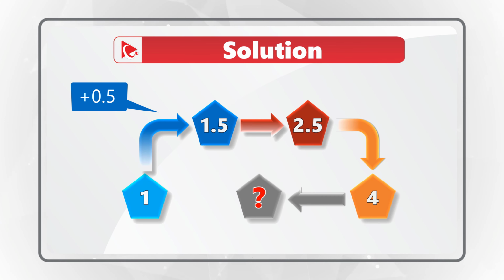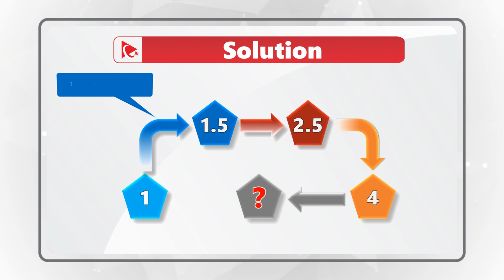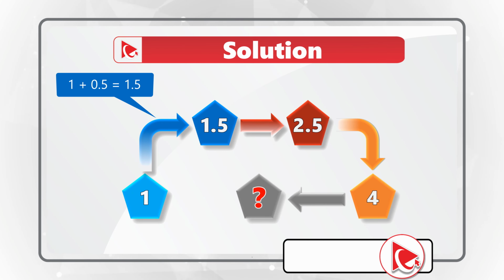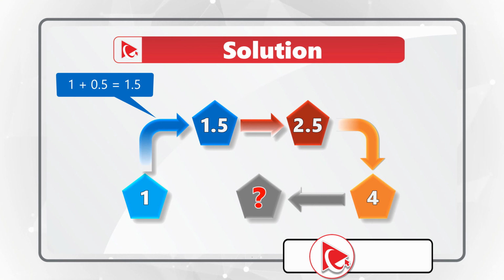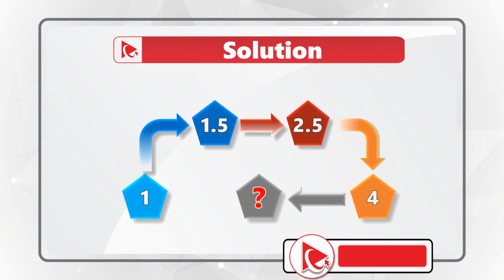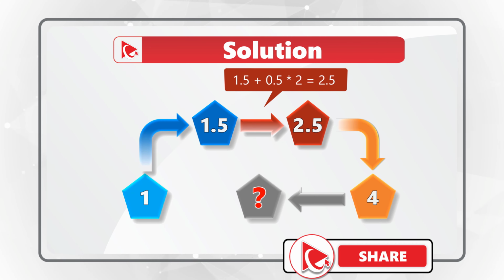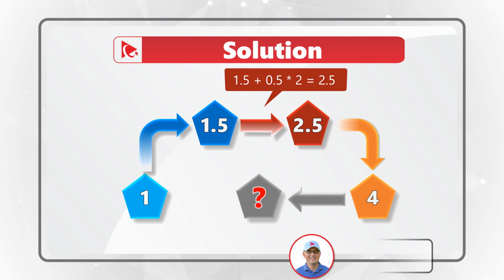For example, if we look at the first pentagon with number 1 inside, and add 0.5, we come to the second pentagon with 1.5. For the next set of numbers, the increment increases also by 0.5. Let's do the calculations. 1.5 plus 0.5 plus 0.5 equals 1.5 plus 1, and equals 2.5.